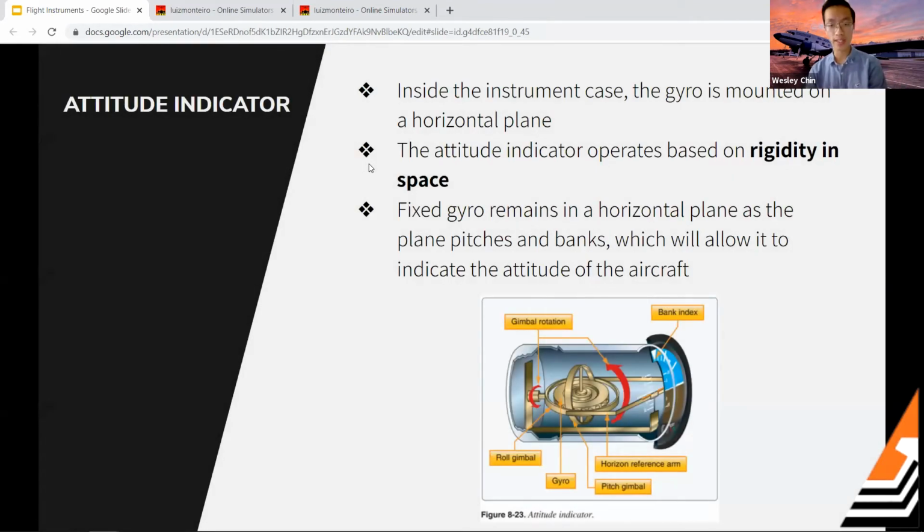So inside the instrument case, of course, you've got that gyro, and here it's mounted on a horizontal plane. This operates based on the principle of rigidity in space, which is just saying that the gyro is fixed and it will remain in that horizontal plane as the airplane is pitched and banking all around. So that allows it to indicate the correct attitude of the airplane.